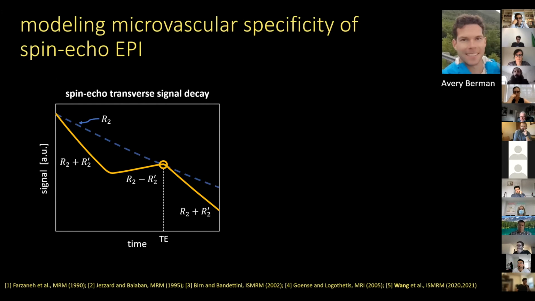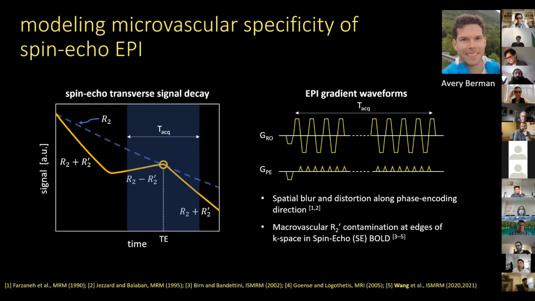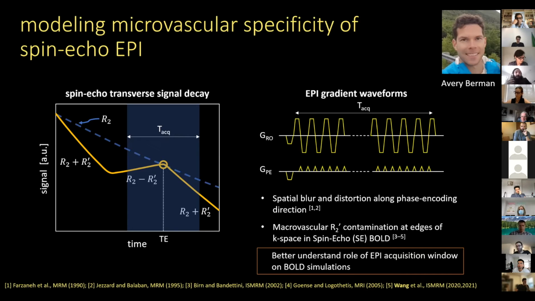process in our simulations, currently based on simpler random cylinder models to allow us to more easily sweep the vessel radii to model the microvascular specificity of spin echo EPI. For this, we literally impose image encoding gradients in our simulated voxels for various acquisition times, or TACQ, as defined here, to better understand the role of the EPI acquisition on BOLD simulations and the unwanted T2-star contamination in conventional spin echo EPI.